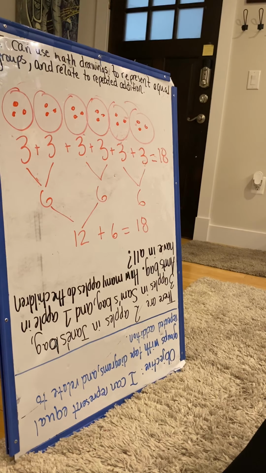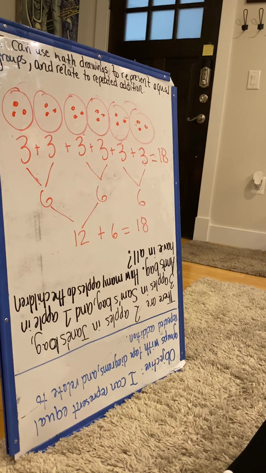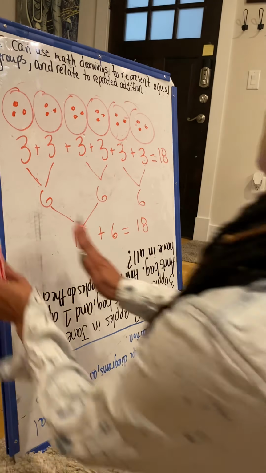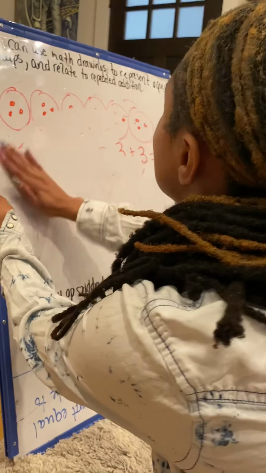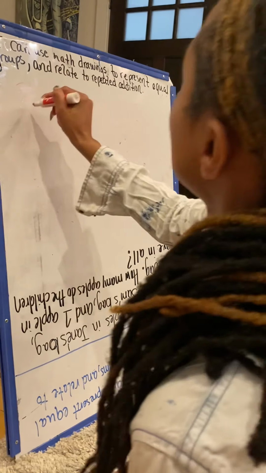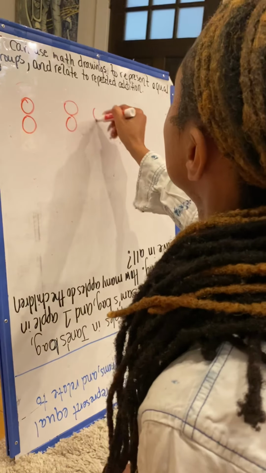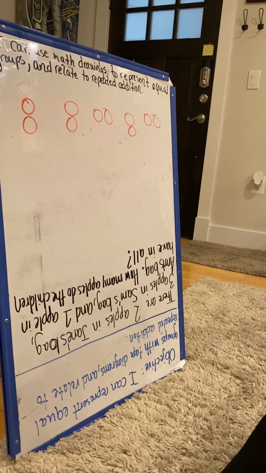Great. I'm glad you all are understanding repeated addition and how you can quickly or efficiently solve it by using doubles. Okay, let's do one more before you all work on your problem set. I want you to draw 5 groups of 2 circles. One group, 2 groups, 3 groups, 4 groups, 5 groups. 5 groups of 2 circles.